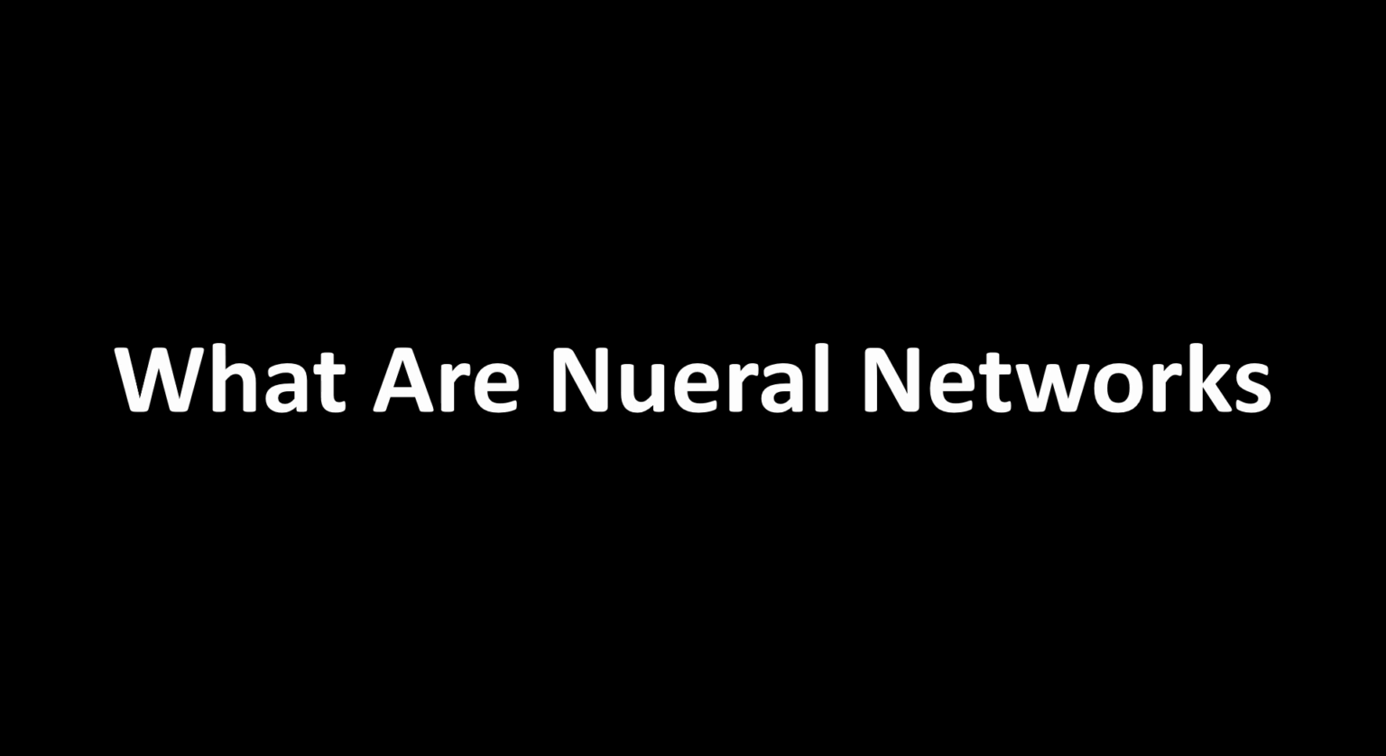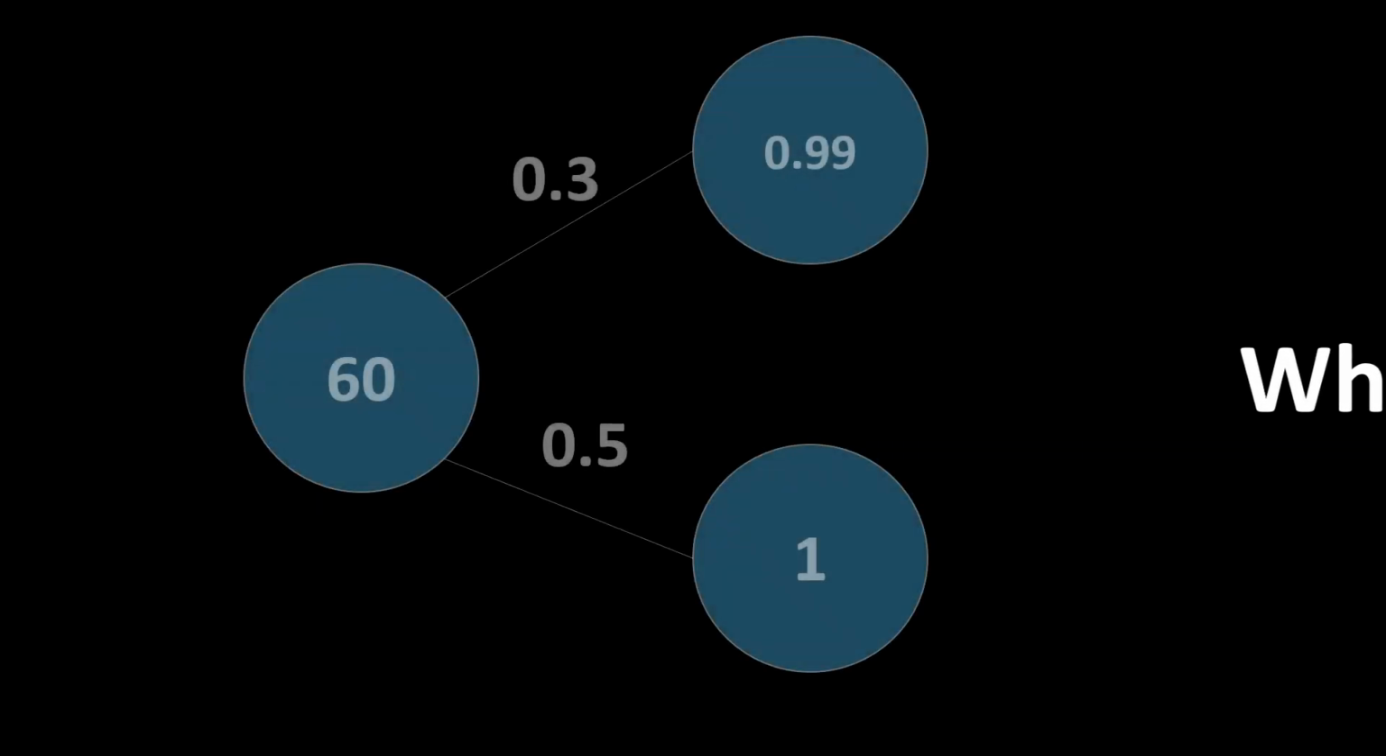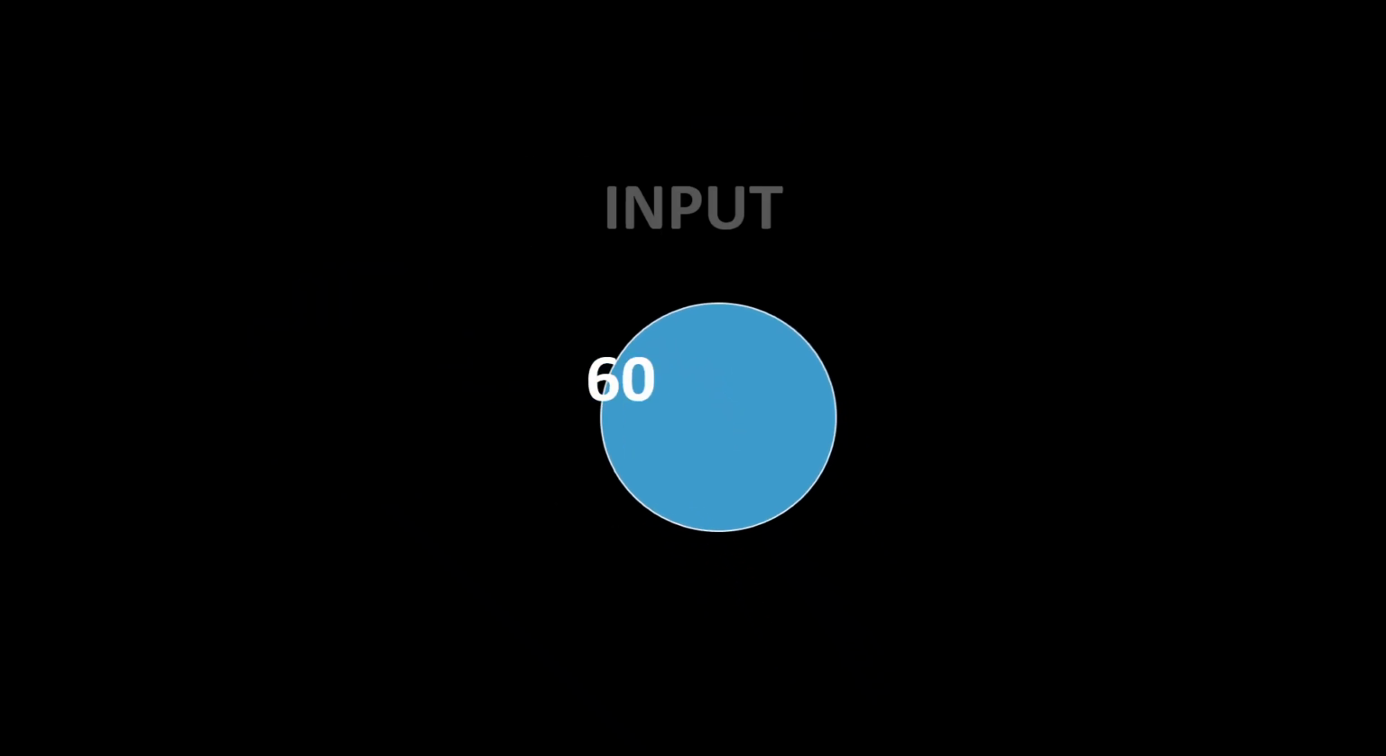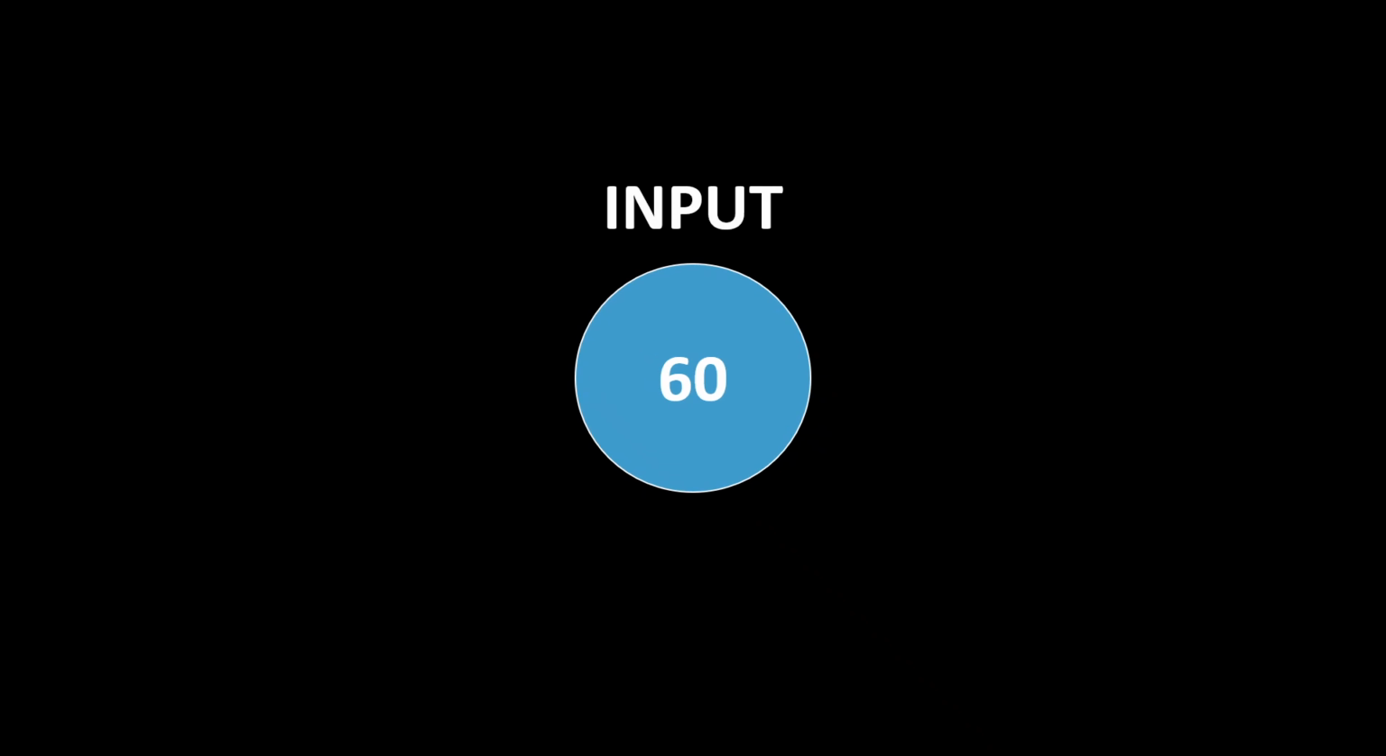In this video, I'm going to explain what are neural networks. This is a neural network. A neural network consists of three parts. The first part is the input. The input is what the user gives, like the letter A or the word hi.